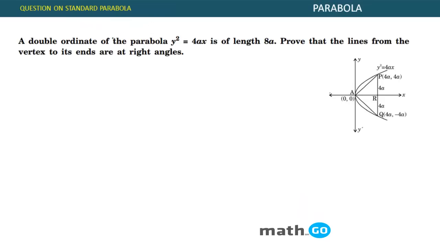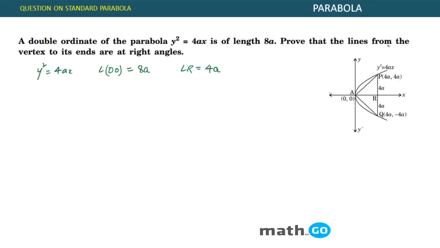Let us solve questions on standard parabola. The first question that we are going to solve says a double ordinate. Now what is a double ordinate? We know it's a chord perpendicular to the axis, of length 8a. So y square equal to 4ax. The length of double ordinate, short form LDO, is 8a. We know that the length of latus rectum LR is 4a. It is double of that, so it is not the latus rectum.